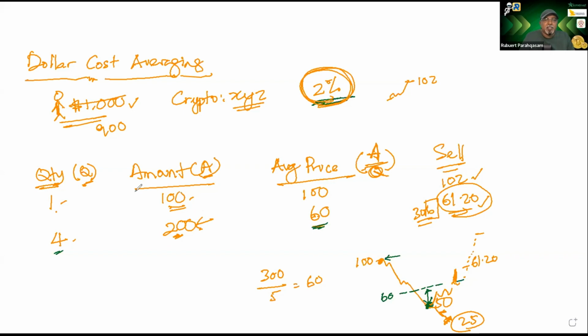Do I have $400? Earlier on, I spent another 200, so I have 700. I want to buy double. I'm going to spend another 400 here. Now I have a balance of $300.